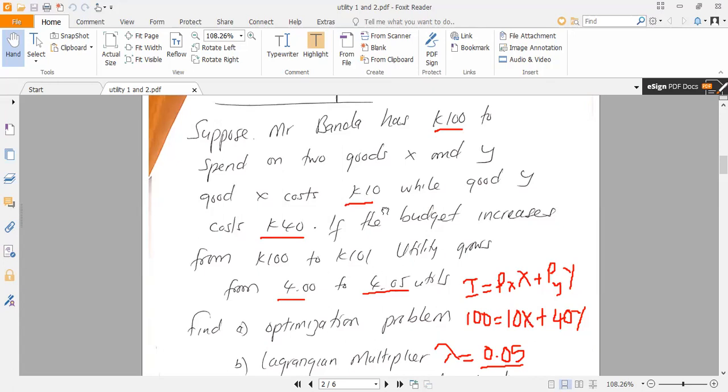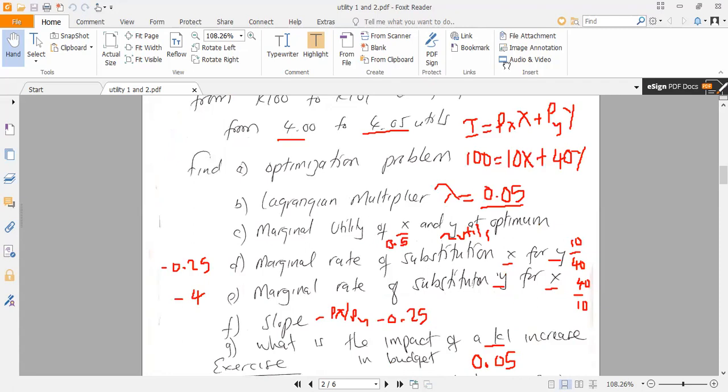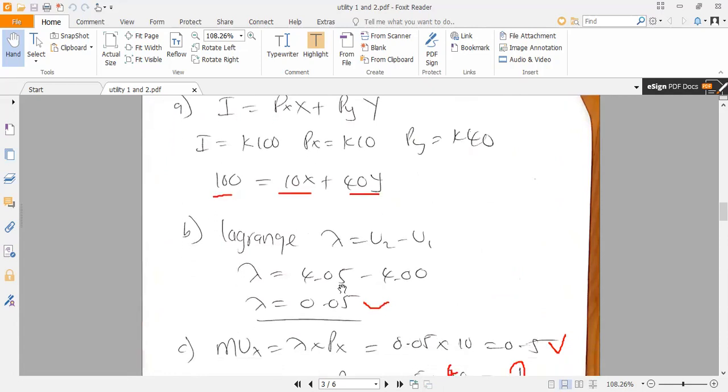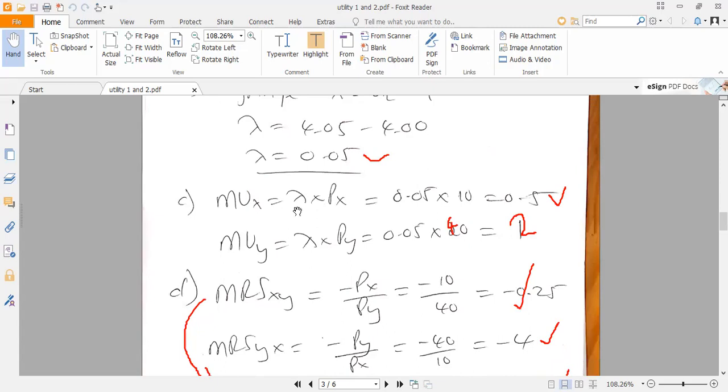Then the second part is to find the Lagrangian multiplier. Like I have said, the Lagrangian multiplier is simply the difference between the second utils and the first. So it increased from 4.00 to 4.05. The difference in the utils is called your lambda, which is 0.05. And what is the marginal utility at optimum for X? Just multiply the lambda times the price of X. The 0.05 multiplied by 10 kwacha gives 0.5 utils. For the marginal utility of Y at optimum, you multiply the 0.05 times the 40 kwacha, which is 2 utils. So this is how we find MUX and MUY.